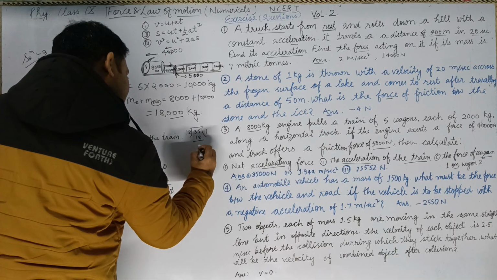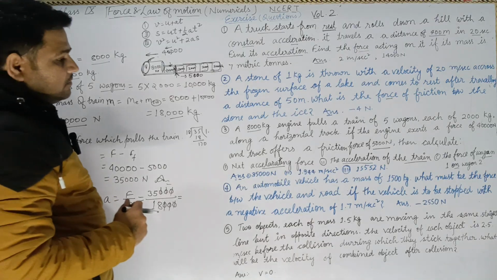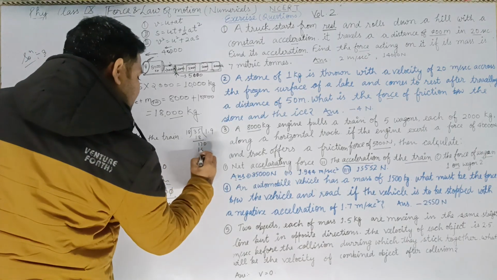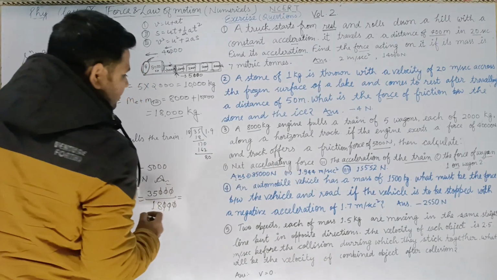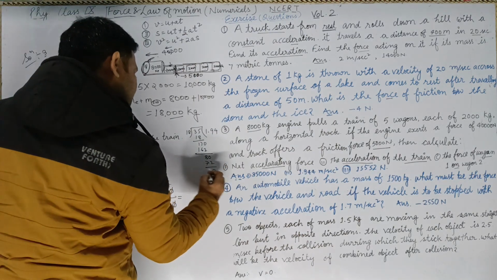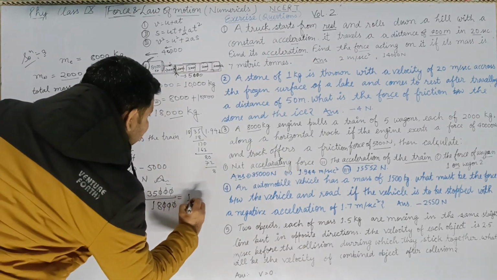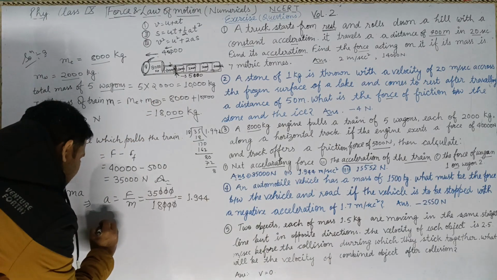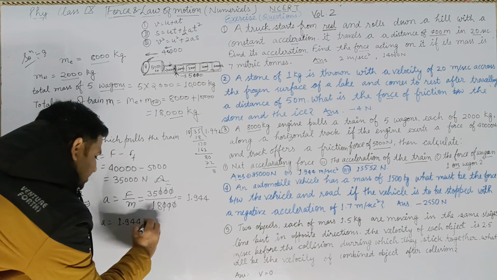18 1 ja 18, 18 9 ja 162, 8, 18 4 ja 72, again 8, and it will go on. It is 1.944 meter per second square. A equal to 1.944 meter per second square.